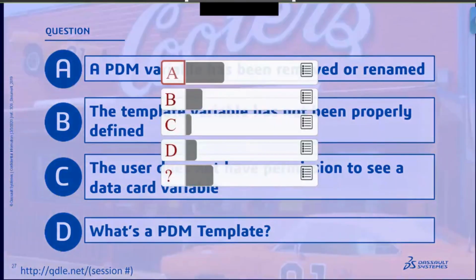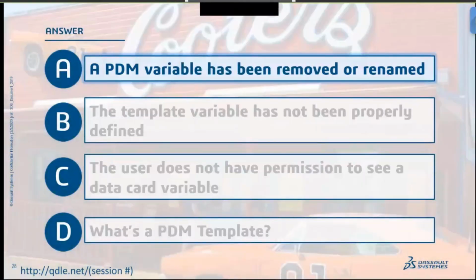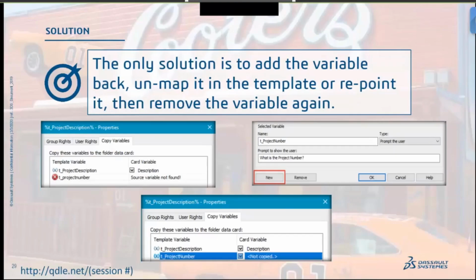All right, so the correct answer is A. The variable has either been renamed or removed. So let's see how we could take a look at this. The only solution that we have right now, for anyone who's dealt with templates before, is to actually go back in, unmap it or repoint it, and then remove the variable again.